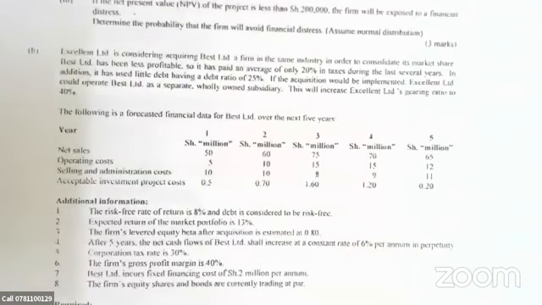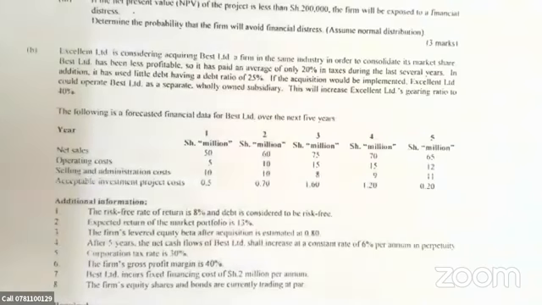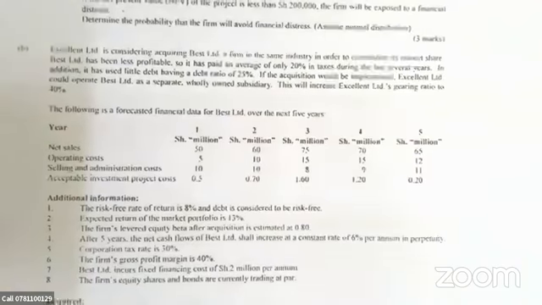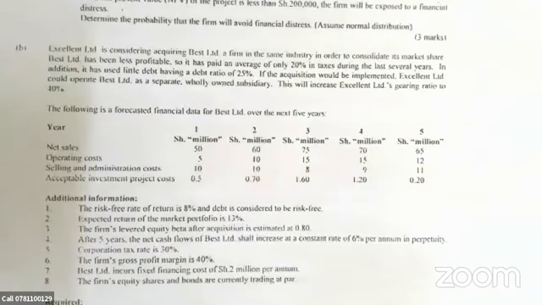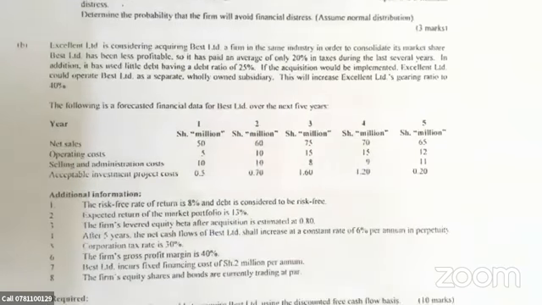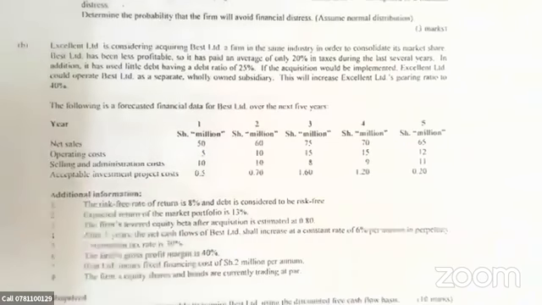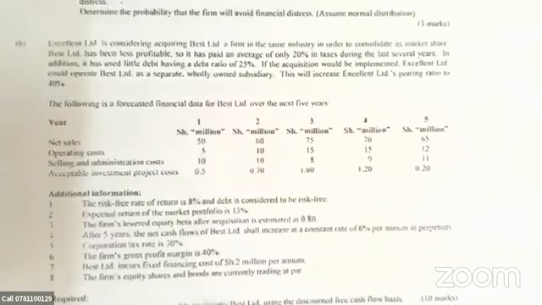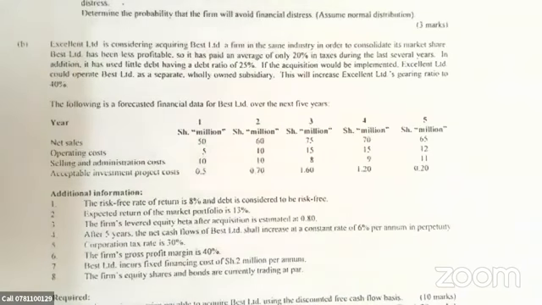So we are doing May 2019 question 5B. We are told that Excel Limited is considering acquiring Best Limited, a firm in the same industry, in order to consolidate its market share. Best Limited has been less profitable, so it has paid an average of only 20% in taxes during the last several years. In addition, it has used retail debt, having a debt ratio of 25%. If the acquisition would be implemented, Excel Limited could operate Best Limited as a separate wholly owned subsidiary.